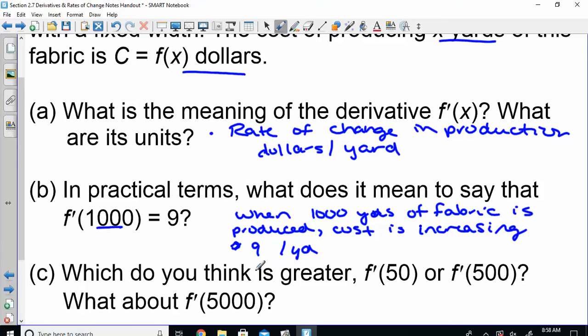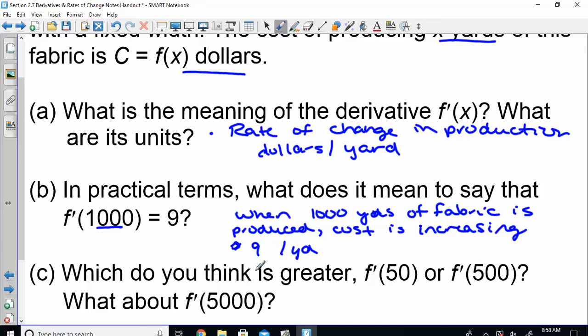So does this tell me that if I make 1,001 yards of fabric, it will cost me $9? No. What it means is if I make 1,001 yards, I will have to pay an additional $9. I don't know what the true cost is, I just know how much it will go up if I add more. Okay, so if I added 2 more yards, I would guess that my cost would go up by $18. Okay, it's $9 every yard.